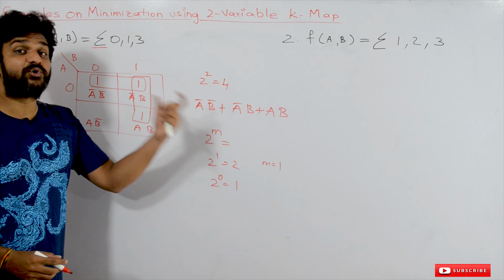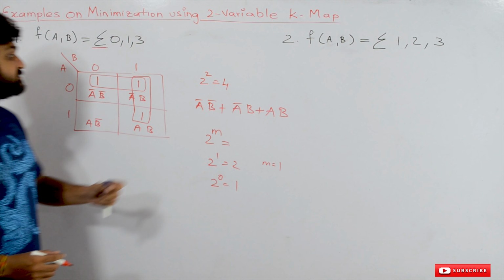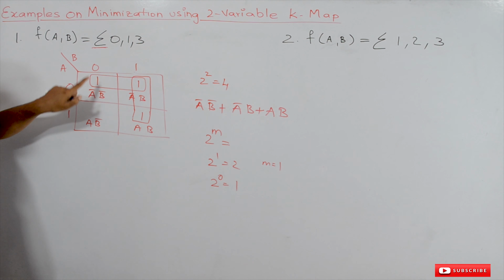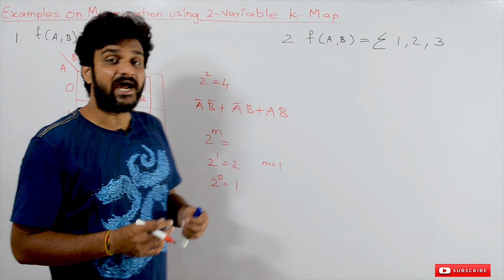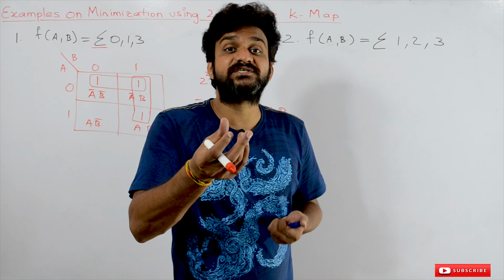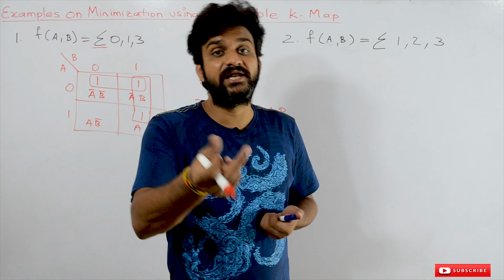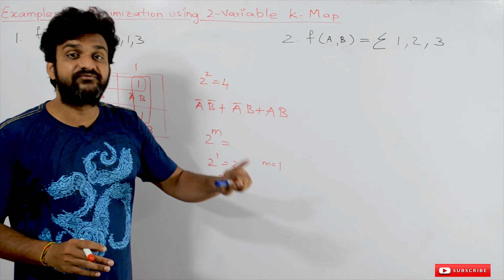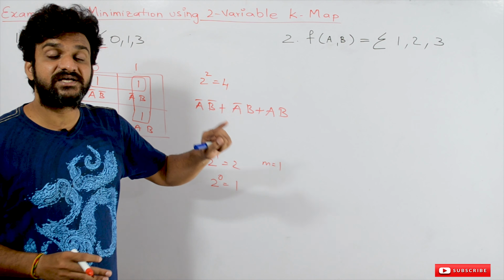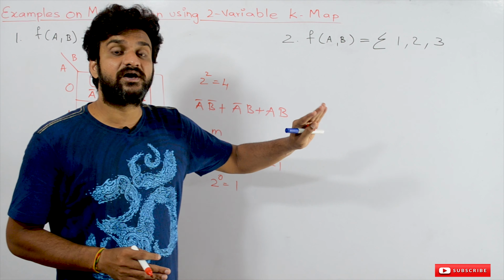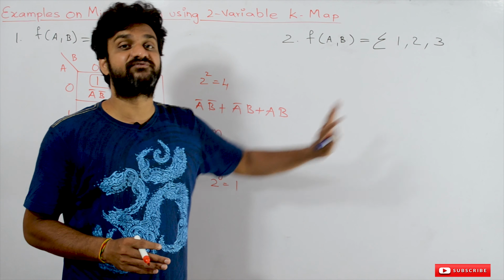So the third point is: consider each and every subcube, consider the variables with the same values and eliminate the variables with different values. For each and every subcube, consider the variables with the same values and remove the variables with the different values.